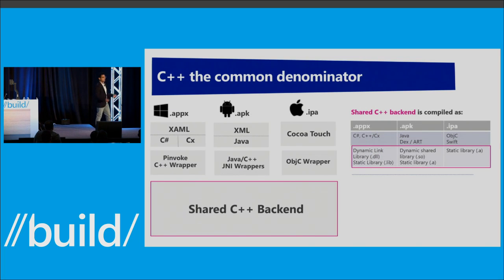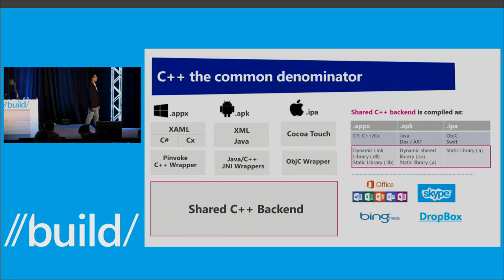So now that we've seen what kind of apps are using C++, let's take a look at how the architecture looks. Apps like Office, Skype, Bing Maps, Dropbox. There's a great talk by Dropbox on using C++ cross-platform. You should look for it. There's a hyperlink in the presentation as well. All these apps have a very thick layer of cross-platform code in C++. Office has about 90% of their code in C++.